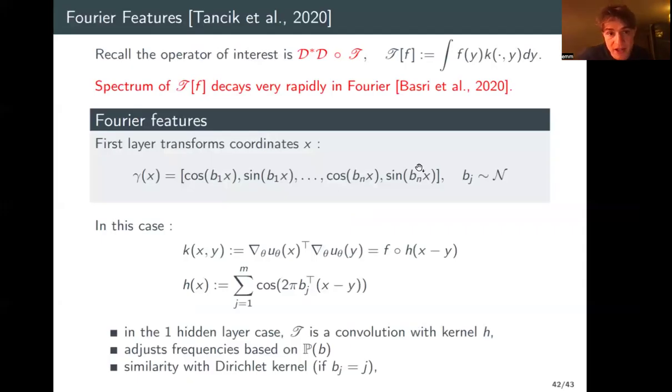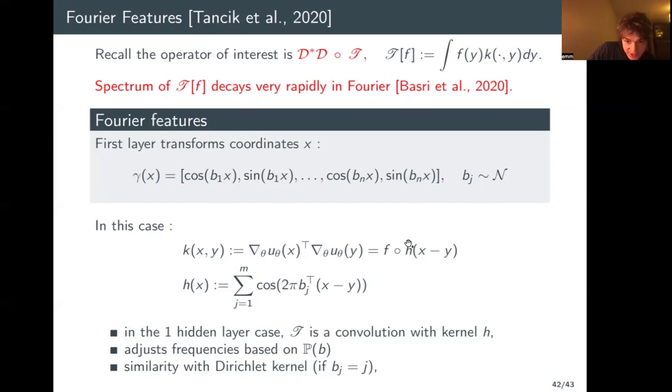Okay, so now let's go back to the Fourier features. In the case of the Fourier features, we can also see what the associated kernel looks like. The NTK kernel will effectively tell us which functions we can represent. It turns out that this kernel is going to be a stationary kernel, which means it's going to be a function of x minus y.